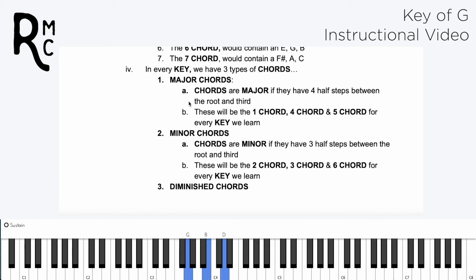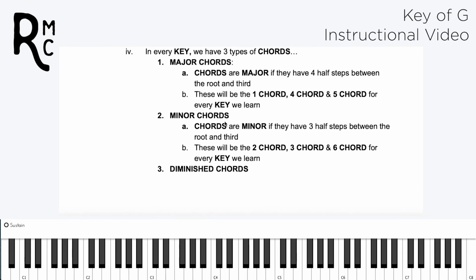Major. Good. And so the major chords in the scale of the key of G are going to be G, which is our 1 chord, C, which is our 4 chord, and D, which is our 5 chord. And that holds true for every key we learn. Not necessarily G, C, and D, but the 1 chord, the 4 chord, and the 5 chord of every major key we're going to learn are major chords. So remember that 1, 4, 5 are always going to be major.